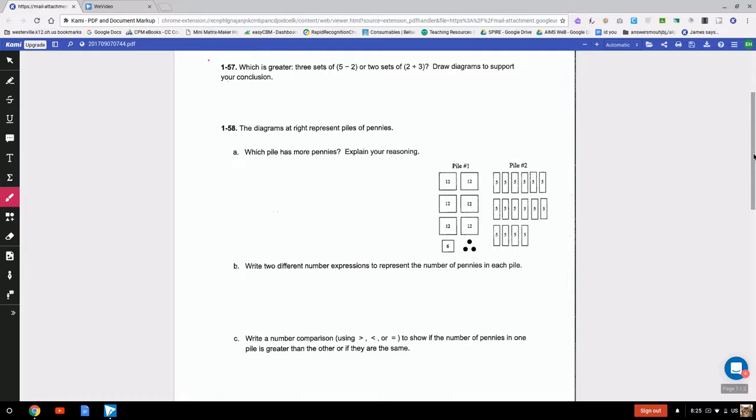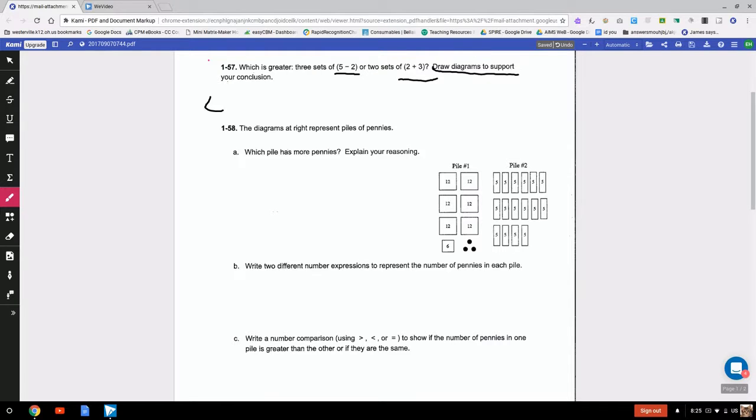All right, question 157 here. It's just asking which side is greater, three sets of 5 minus 2 or two sets of 2 plus 3. Again, here's the most important part to get credit: draw diagrams to support your conclusion. To get you started, look, three sets of 5 minus 2. Well, what is 5 minus 2? Which is 3.